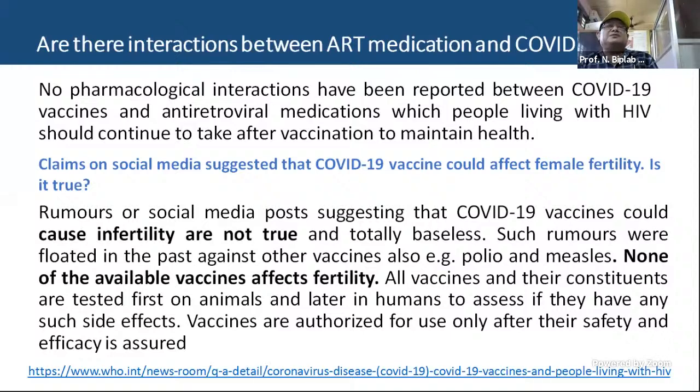There are some claims on social media suggesting that COVID-19 vaccination could affect female fertility. Is it true? None of the available vaccines affects fertility. All the vaccines and their constituents are tested first on animals, later on human beings, to assess if they have any such side effect. Vaccines are authorized for use only after their safety and efficacy is assured.